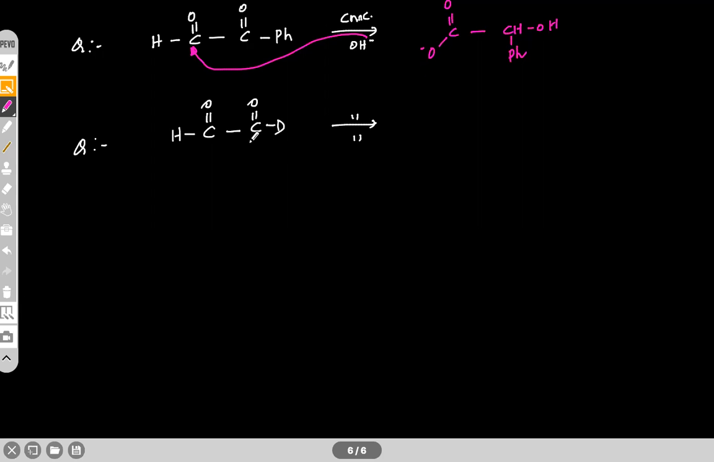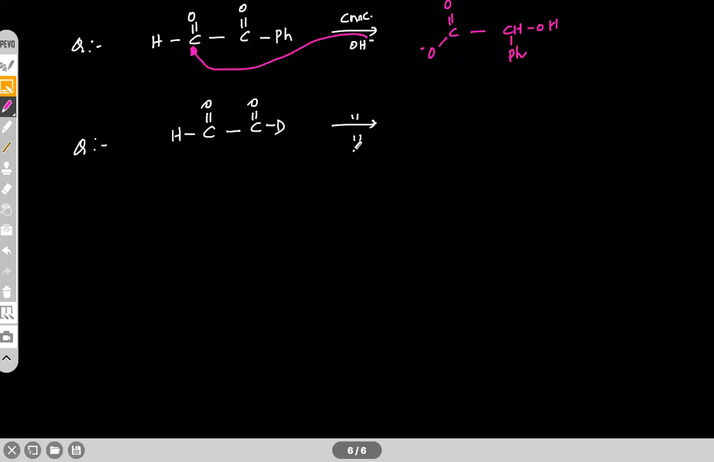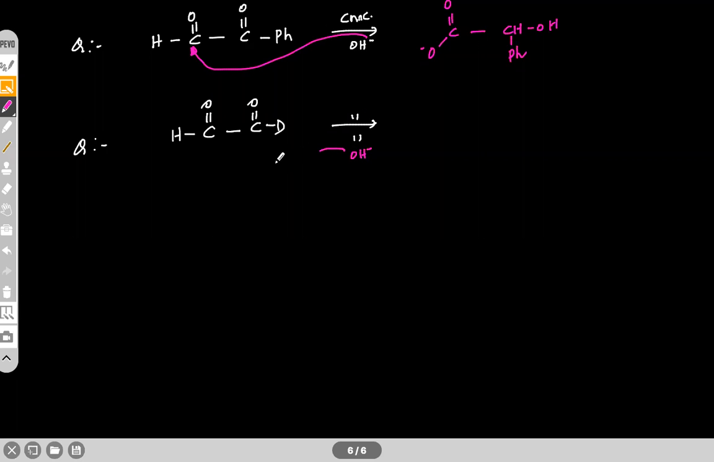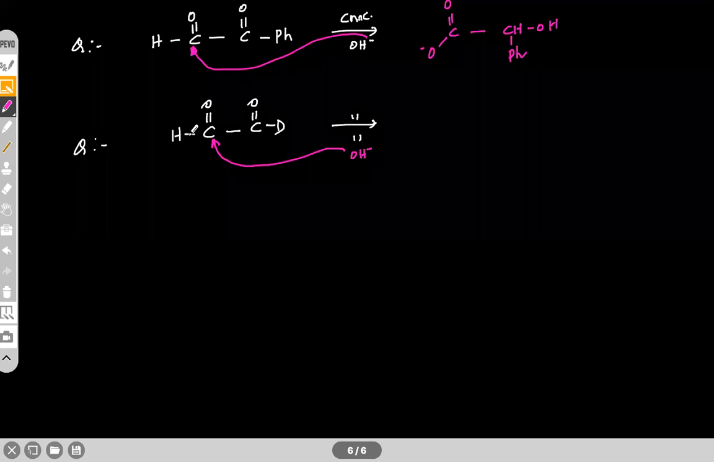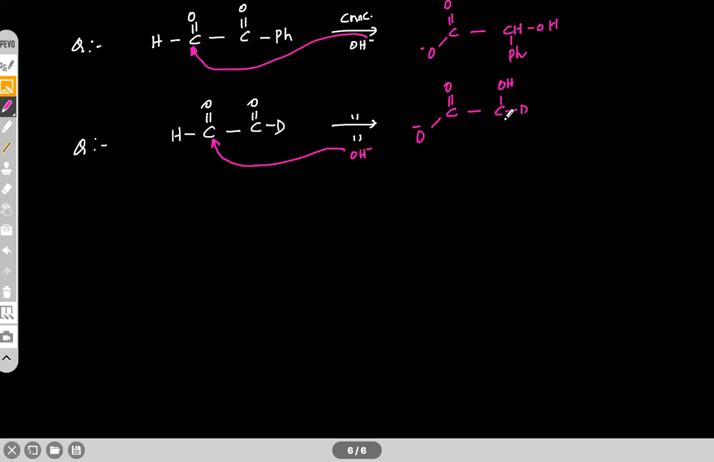Okay. Similarly, here what happens? The OH minus attacks on the carbon atom which has the weaker bond, right? That is again this one, because the CH bond is easier to break. So this attacks onto this. So this part goes under oxidation. So it is C double bond O, O minus, and this part goes under reduction. So CH, D, and H. This is the product we get.